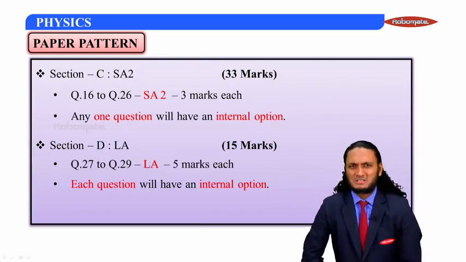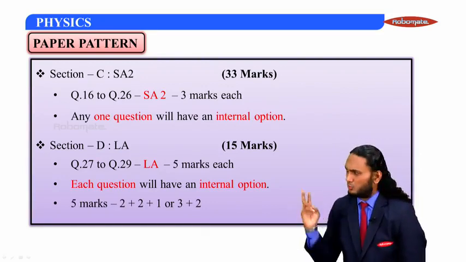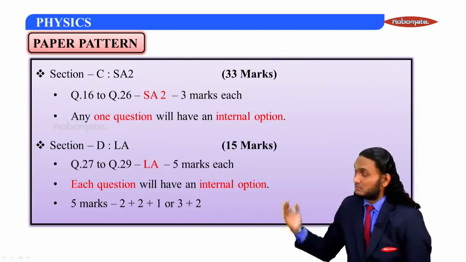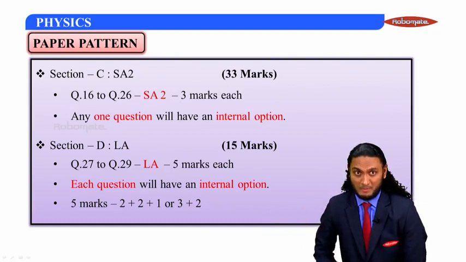And students, 5 marks, how can the questions be asked? It can be split like this: 2, 2, 1. So two 2-mark questions and one 1-mark question, or 3 plus 2, one 3-mark question and one 2-mark question. I hope you understood the paper pattern.